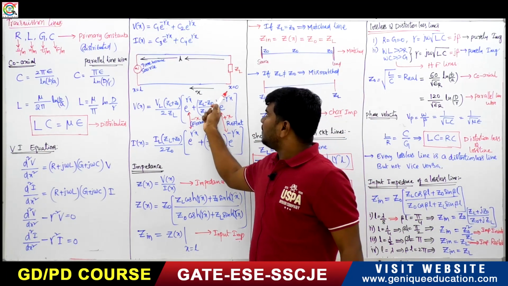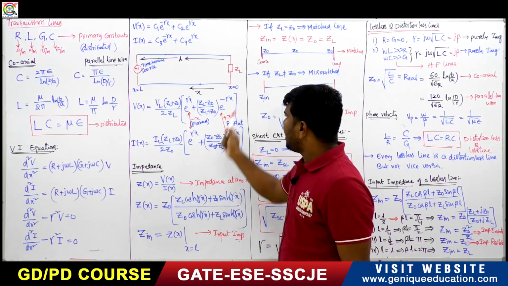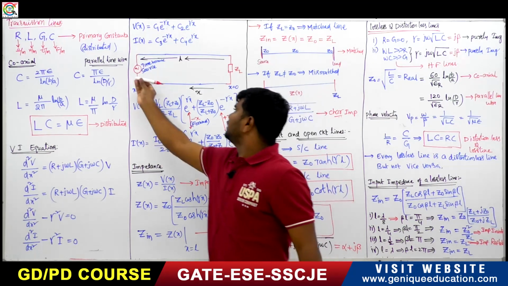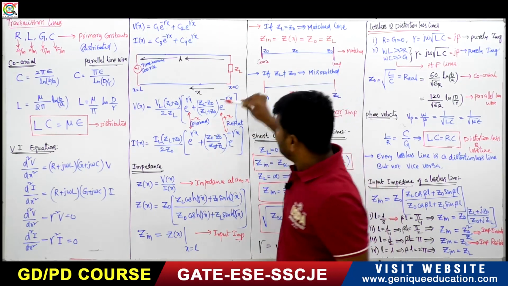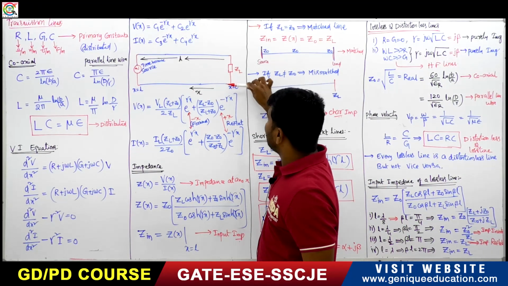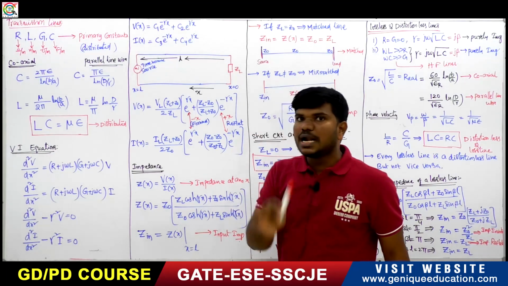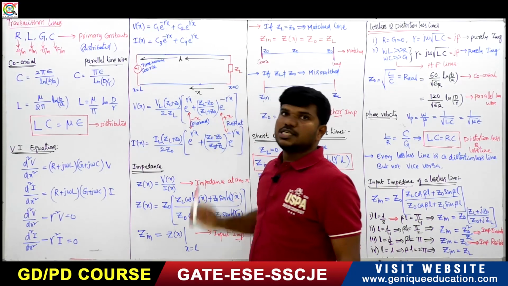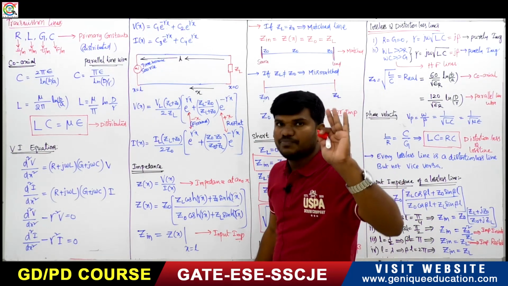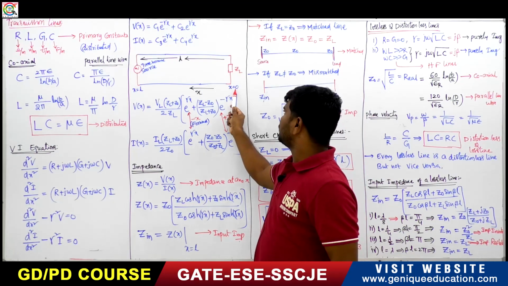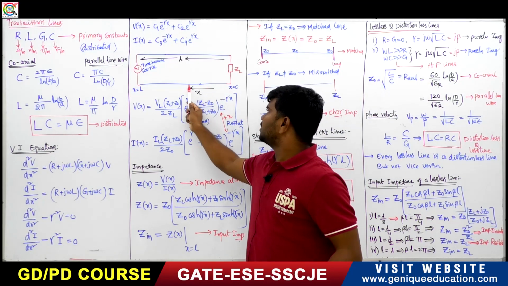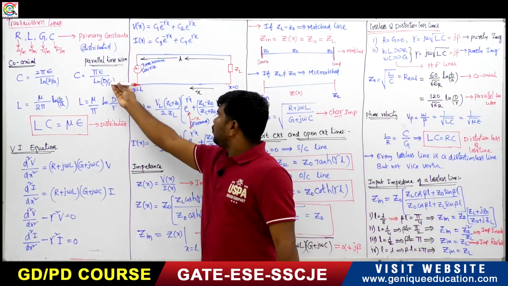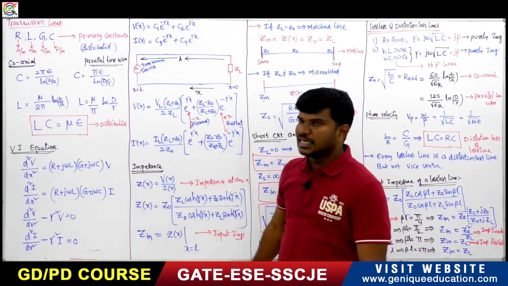As x is increasing, x is increasing in this direction. So this is called the positive x directed wave, and this is called the negative x directed wave. Suppose the wave is going in this direction, that is called positive x directed. If the wave is going in the other direction, it is called negative x directed. You must be very careful, because this is x = 0, x = 1, x = 2, x = 3, x = L. So the x increasing direction is the positive x directed wave, and the opposite direction is the negative x directed wave.